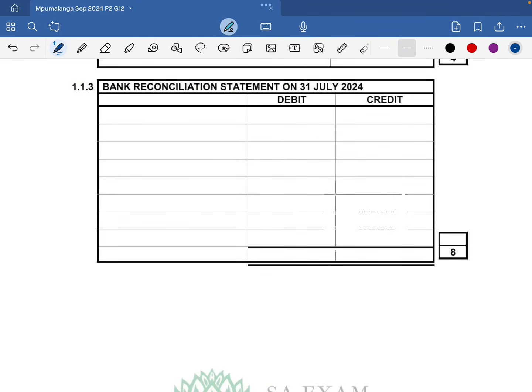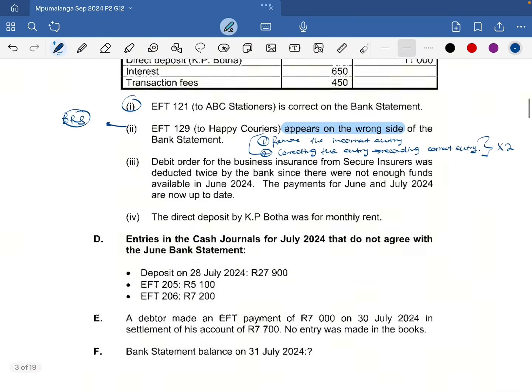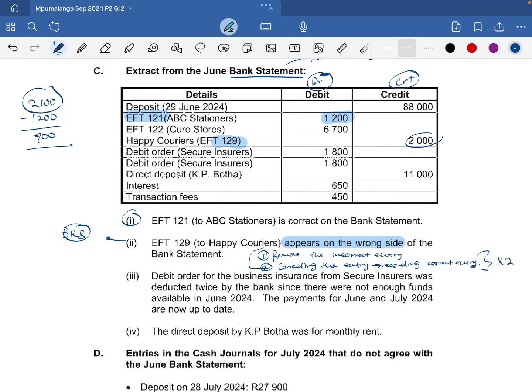So we know that here we made the payment, so that's EFT. Okay, that's EFT 129, and this was incorrectly recorded, right? So this was supposed to be a debit of 4,000, because the 4,000 is this 2,000, right? This 2,000 multiplied by 2.